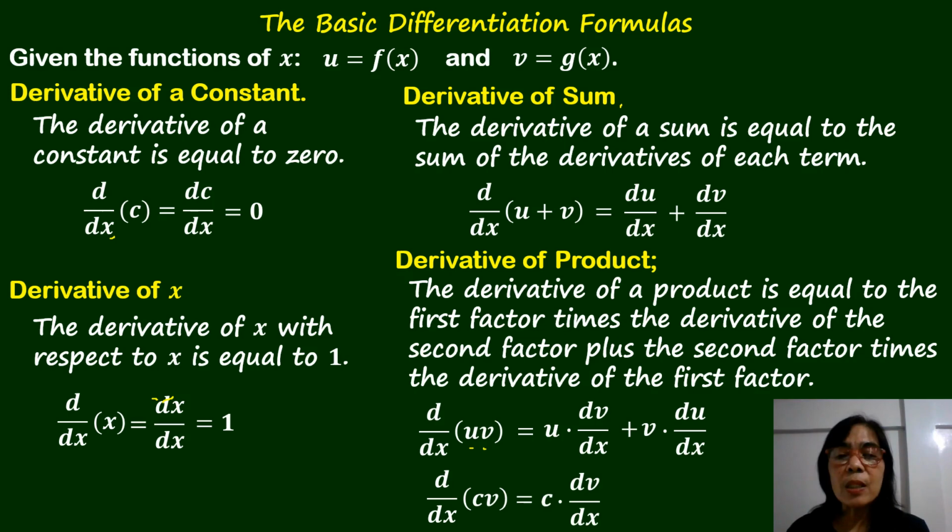You will notice that the second term, which is the second factor times the derivative of the first factor, since the first factor c is a constant, that means in this formula, the second term will now be equal to 0. Hence, we have the derivative of a product with a constant factor is equal to the constant factor times the derivative of the second factor.